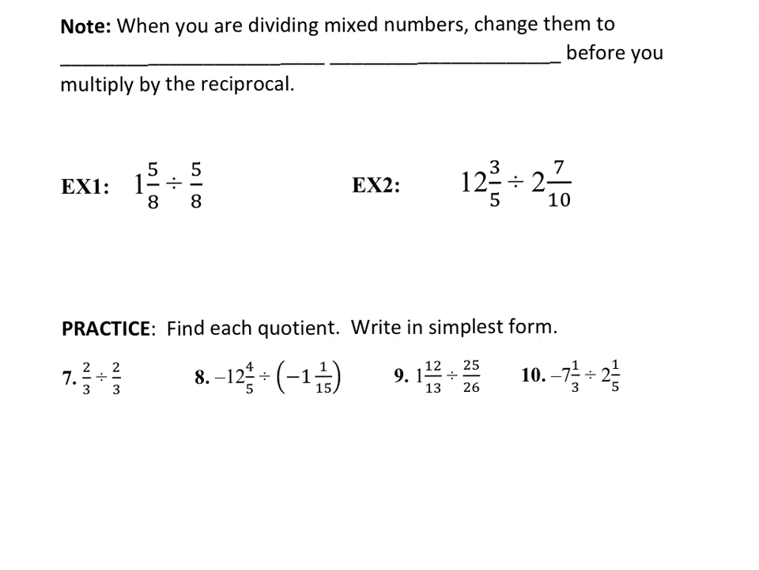Now in this section, when you are dividing mixed numbers, change them to improper fractions before you multiply by the reciprocal. Just like what we did with multiplication, we want to make sure that we are using that improper fraction. Otherwise, we will not be able to divide our fractions accurately.